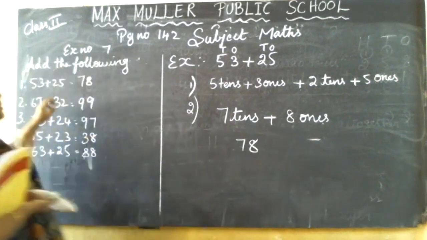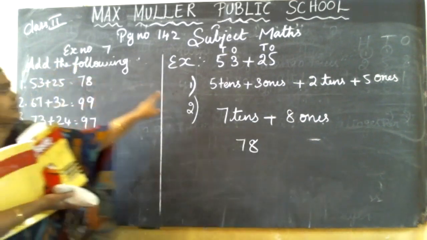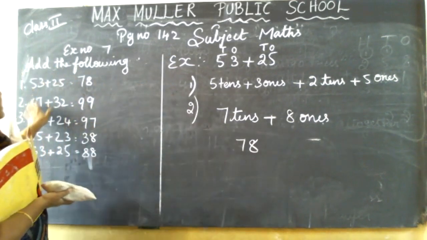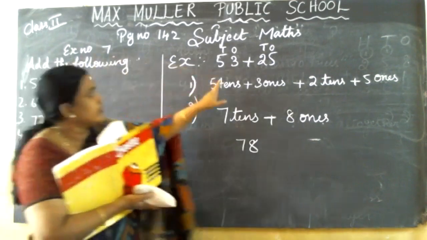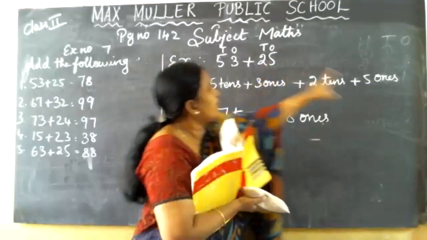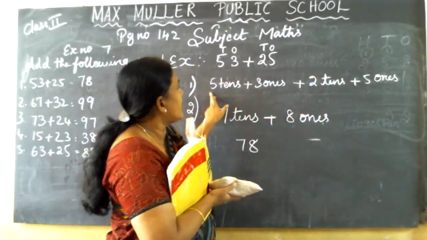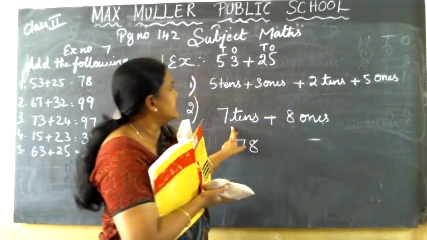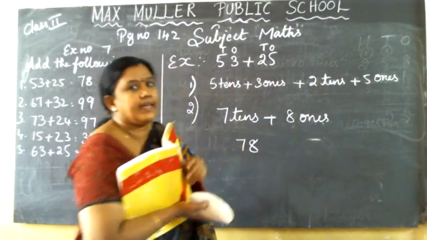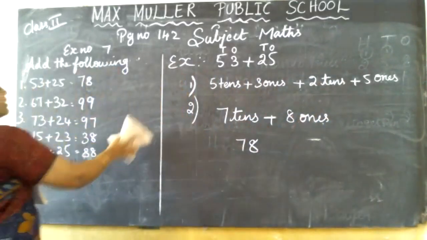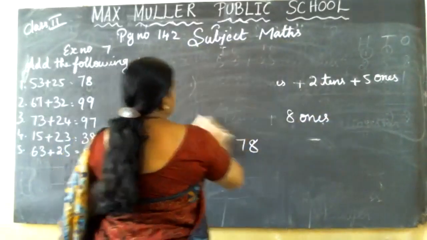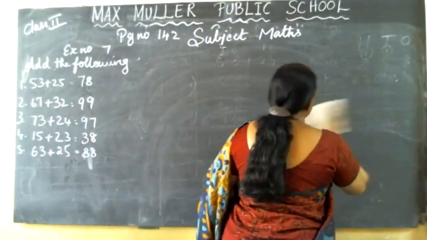See, for exercise number 7, the first sum we did here, children. This method only you want to follow. 53 plus 25, you want to see 5 tens, 2 tens, 3 ones, 5 ones. First you want to add tens. 5 plus 2 tens, 7 tens. 3 plus 5 ones, 8 ones. So answer is 78. Now exercise number 8. Exercise number 8 also same method only.